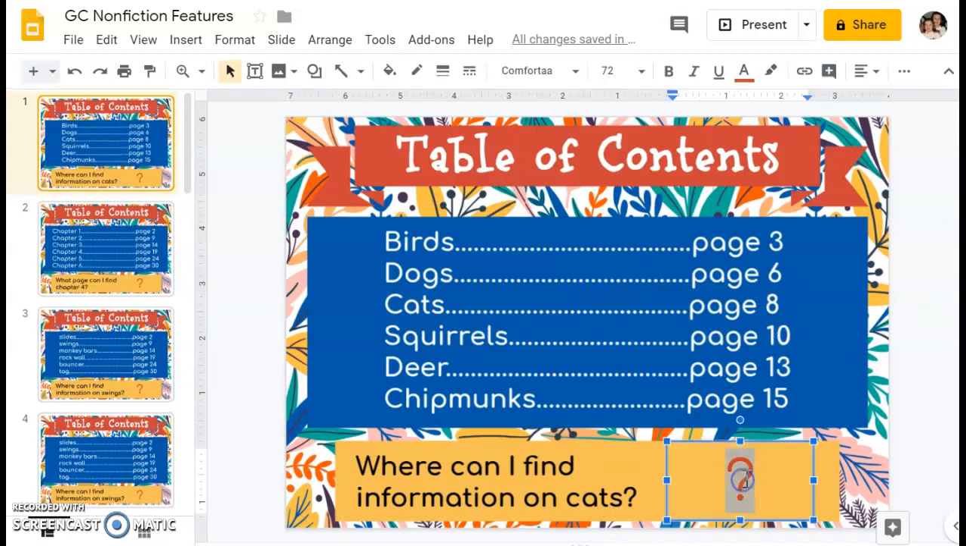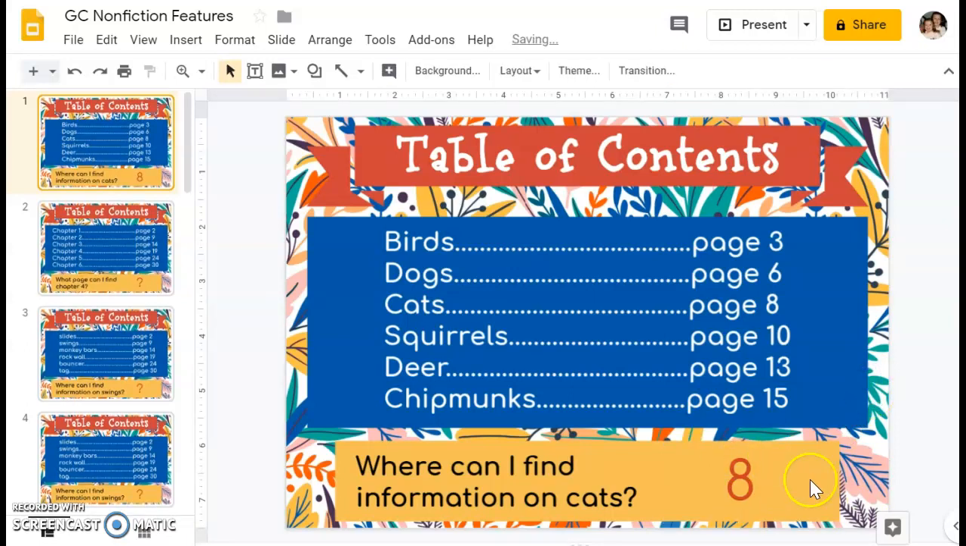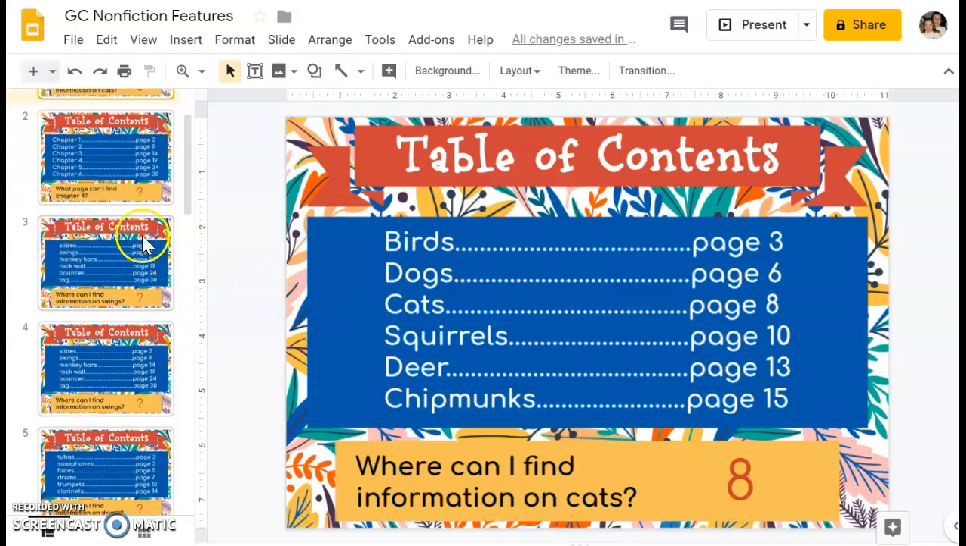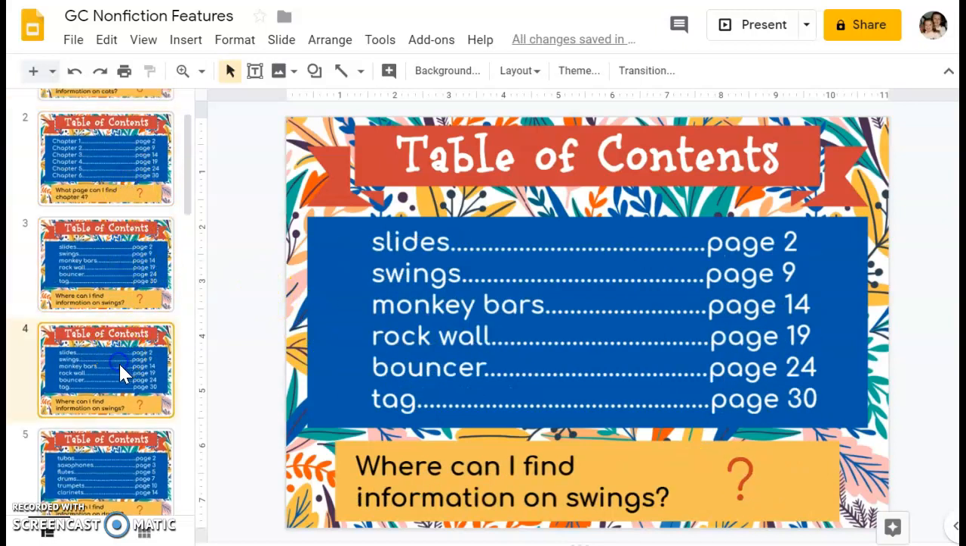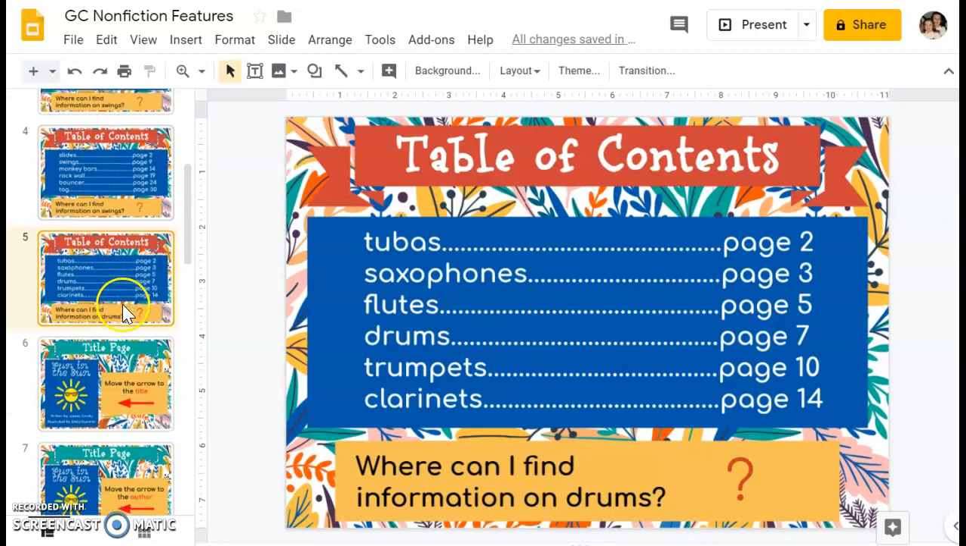So I'm going to double click my question mark and I'm going to type the number 8 because I can find information on page 8. You can go ahead and practice on the other 4 and then watch the next video about title pages when you're finished.